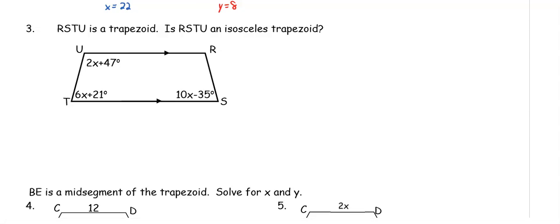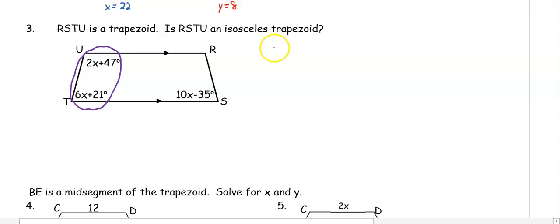In number 3, RSTU is a trapezoid. Is RSTU also an isosceles trapezoid? Right now, we don't know if it's an isosceles trapezoid. We just know it's a regular trapezoid. So we're going to have to use one angle from each base to be supplementary.